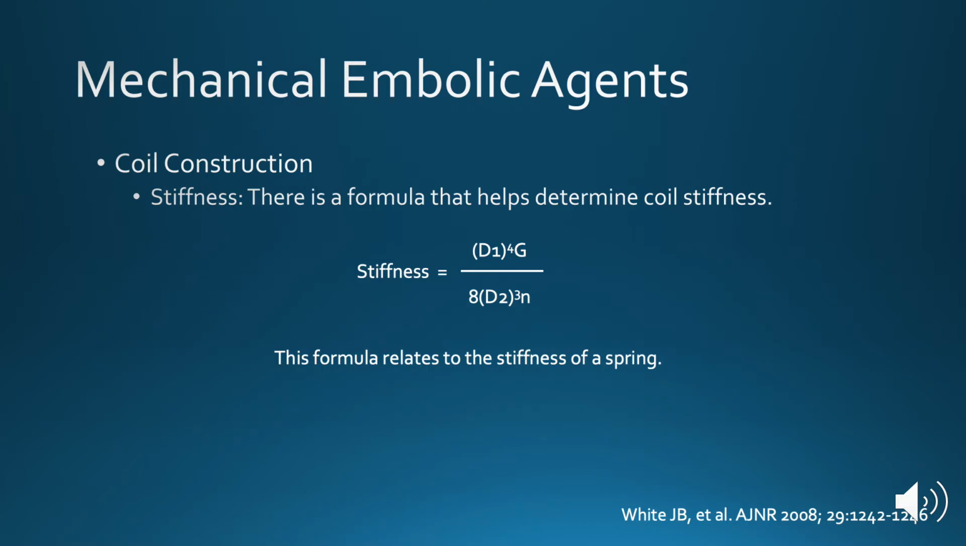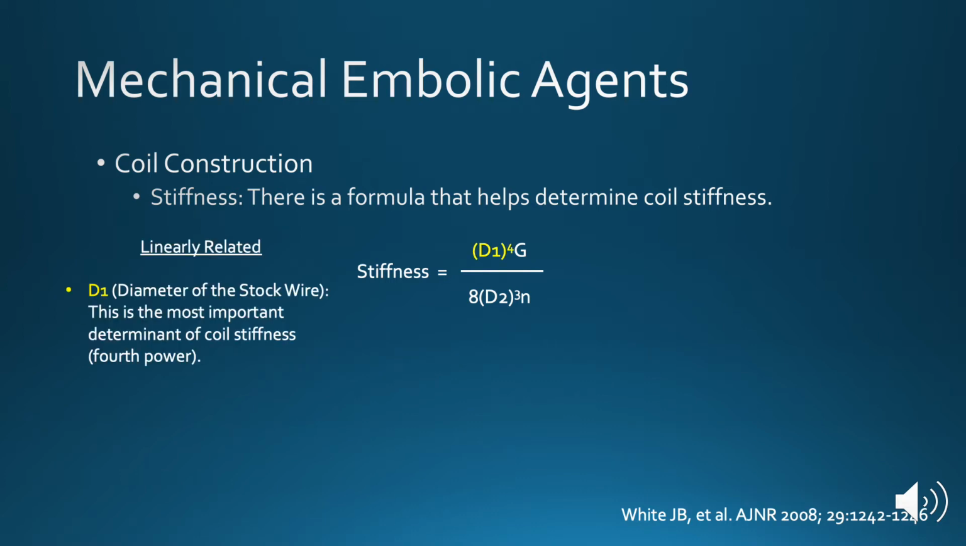So there is a formula that helps determine the stiffness of the coil. This formula relates to the stiffness of a spring, and no, you don't really have to know this formula, but I like to include it in this lecture because it shows which factors are important in helping to determine the stiffness of a coil. First and foremost is the diameter of the stock wire. This is the most important determinant of coil stiffness, as you can see by the fact that it's raised to the fourth power in this formula. The shear modulus, or the rigidity of the stock wire, is also important. It's linearly related to the stiffness of the coil, and this depends on the metal or the alloy used.